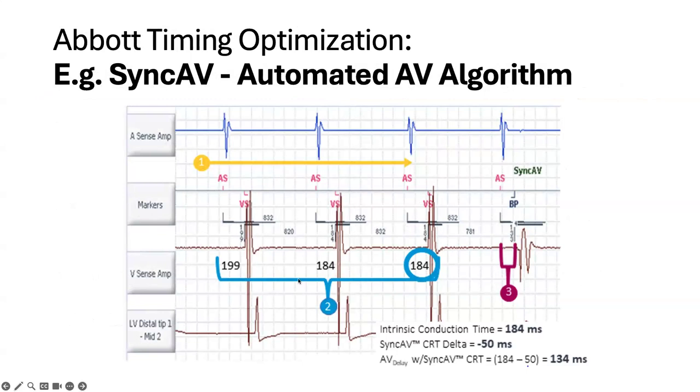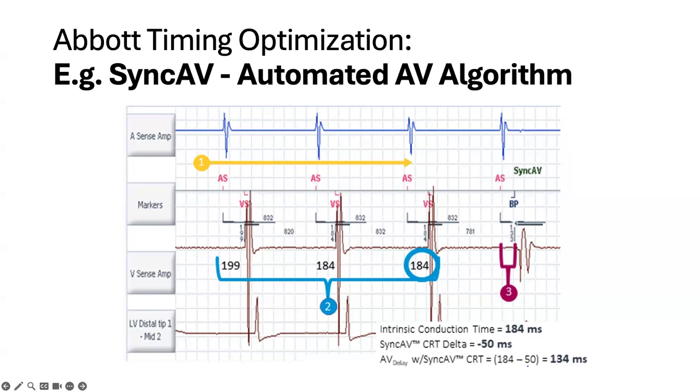So yeah, I'll just go through this really quick. This is the SyncAV algorithm. Medtronic has one, I believe, called Adapt A, which runs fairly similarly. Essentially, what these are doing is measuring the timing between the A-sense and the V-sense. Then the Abbott takes a measurement of 3, to avoid PVCs and anything complicating it. From there, you'll subtract either a delta of timing, say 50 milliseconds, or a delta of a percentage of this interval. And that's where your BiV pace happens.